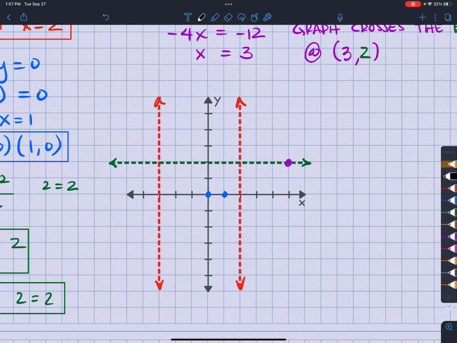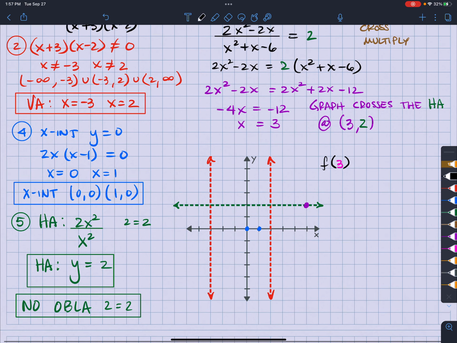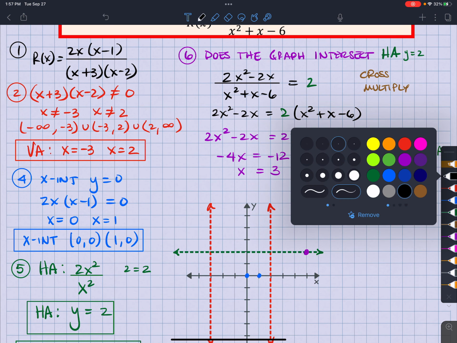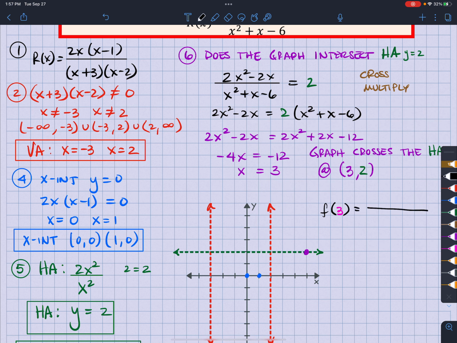So let's go ahead and find out what happens at f of, let's pick a pink here, 3. So let's see what happens at f of 3. I'm going to use the factored form because that's probably easiest. So I'm going to have 2 times 3, and then 3 minus 1, over 3 plus 3 and 3 minus 2.